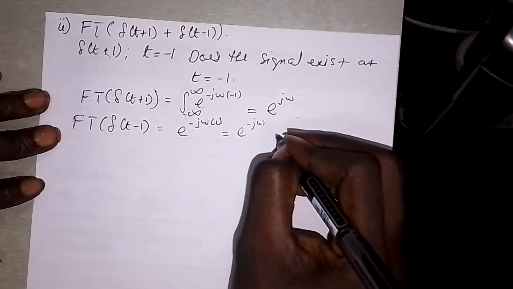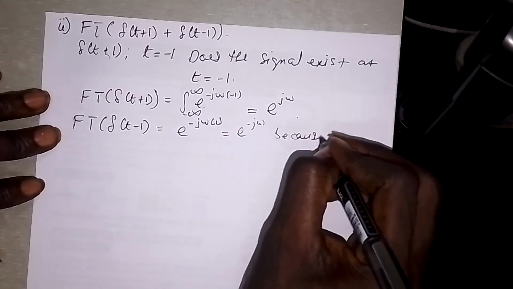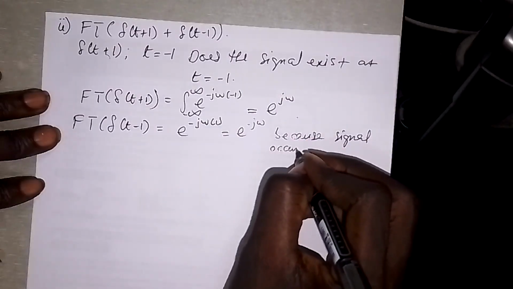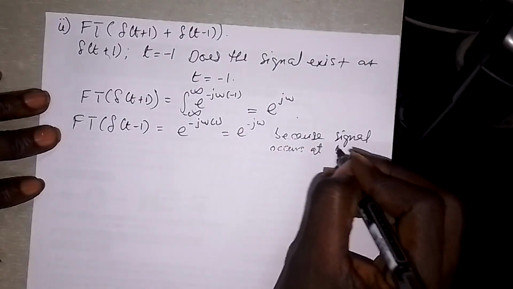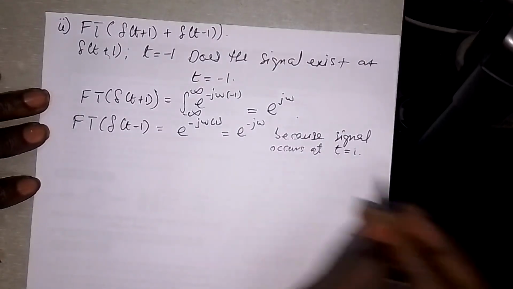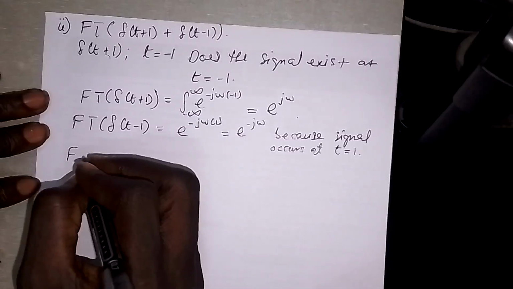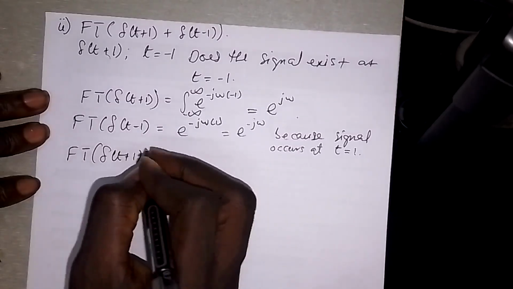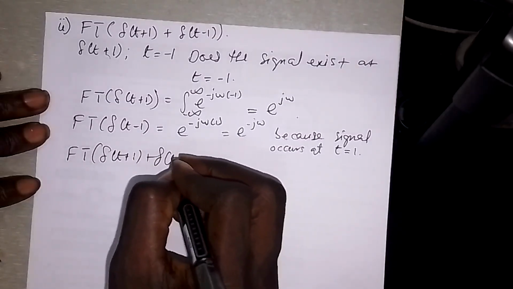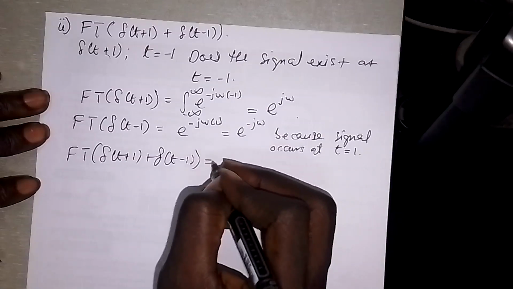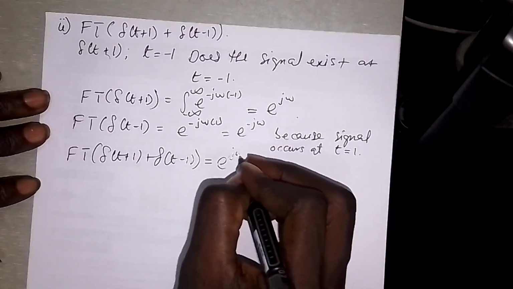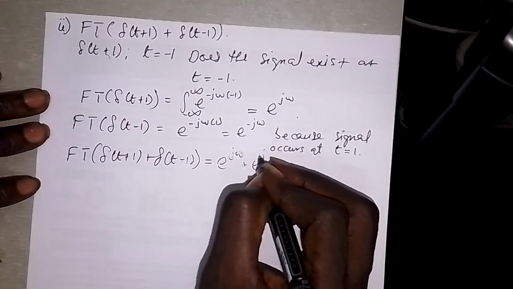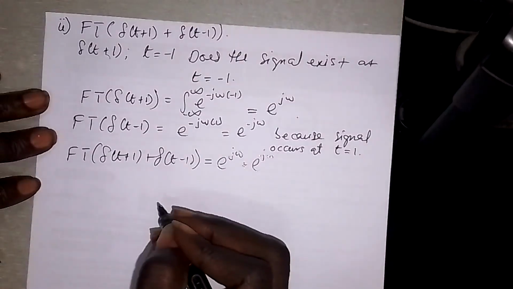Okay, so because the signal occurs at t equals to 1, if you put these two together, and then you want to find the Fourier transform for delta of t plus 1 plus delta of t minus 1, then you're going to get e exponent j omega plus e exponent minus j omega. Okay, this is what you're going to have.